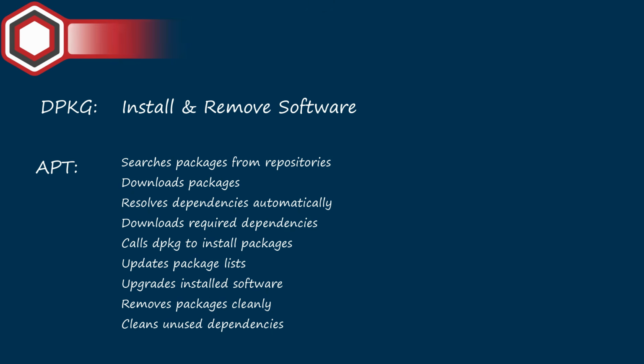Now, to differentiate between the jobs of dpkg and apt, dpkg is mostly responsible only for installing and removing software. While with apt, you can search the packages from repositories, download the packages, it resolves dependencies automatically, it downloads all the required dependencies, it calls dpkg to install packages, it updates package lists, it upgrades installed software, it removes packages cleanly, and it cleans unused dependencies.